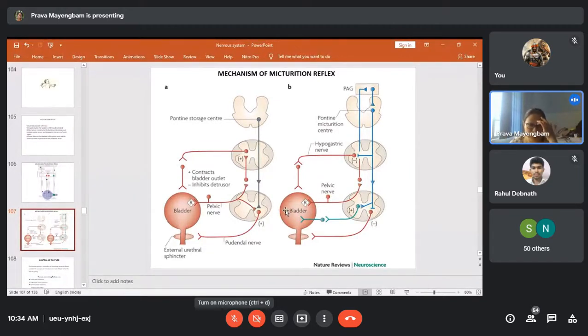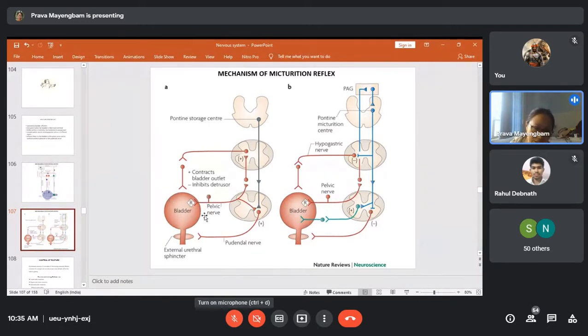So this picture is showing the two phases in an elaborate way. Initially what happens and later on what happens. When the bladder is empty, through the activation of the pelvic nerve, the bladder relaxes.